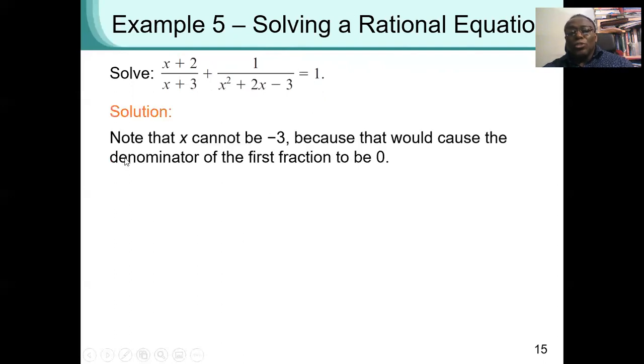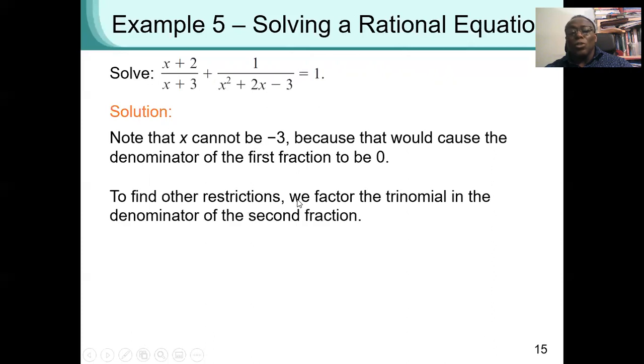So solution, note that x cannot be -3, because if x is -3, the denominator will be 0. That will cause the denominator of the first fraction to be 0. And that's not good. So we keep going. To find the other illustration, we factor the trinomial in the denominator of the second fraction. So you see that we are using the same techniques we did for solving rational expressions, because our goal is to find the value of x.